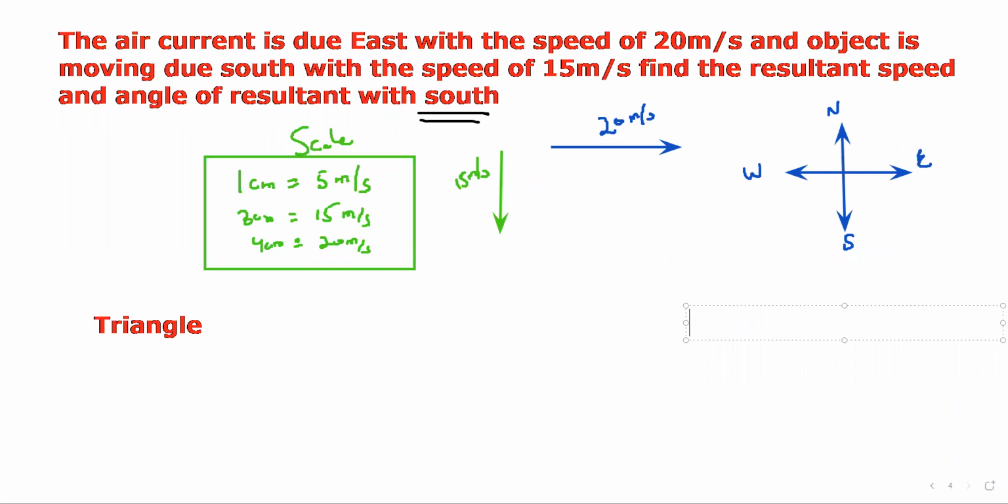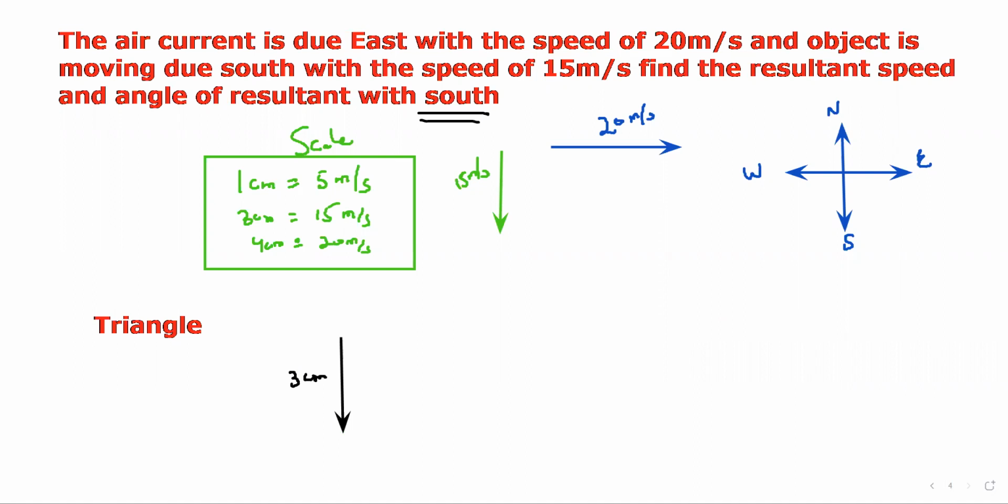So I prefer to use the triangle method. It's easy to just draw the two vectors. First, we draw any one of the vectors first. It's up to you, any one you can draw first. For example, I draw first 15 meter per second, which will be 3 centimeter. So first I will draw 3 centimeter, which is south.